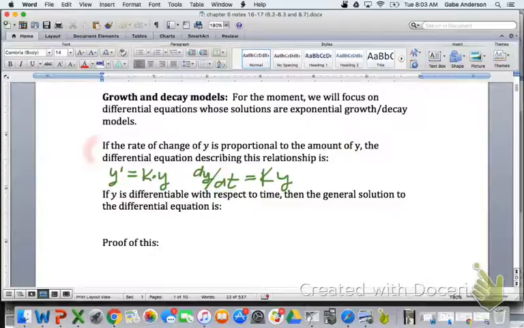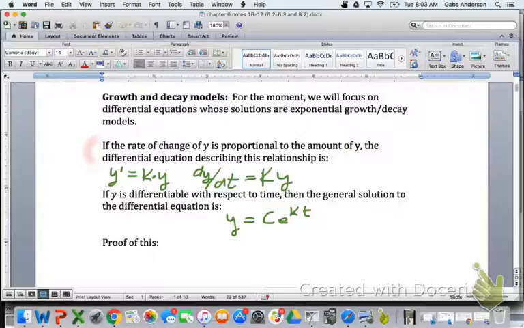So typically the function that we're working with, in this case y, could be a lot of other things as well, is going to be differentiable with respect to time, and so that's why I would write dy dt. You've probably never seen that before, maybe you have, but you probably have seen the general solution to this. General solution would look something like this: y equals ce to the kt. This is probably the thing you saw in maybe Algebra 2 or pre-calculus.